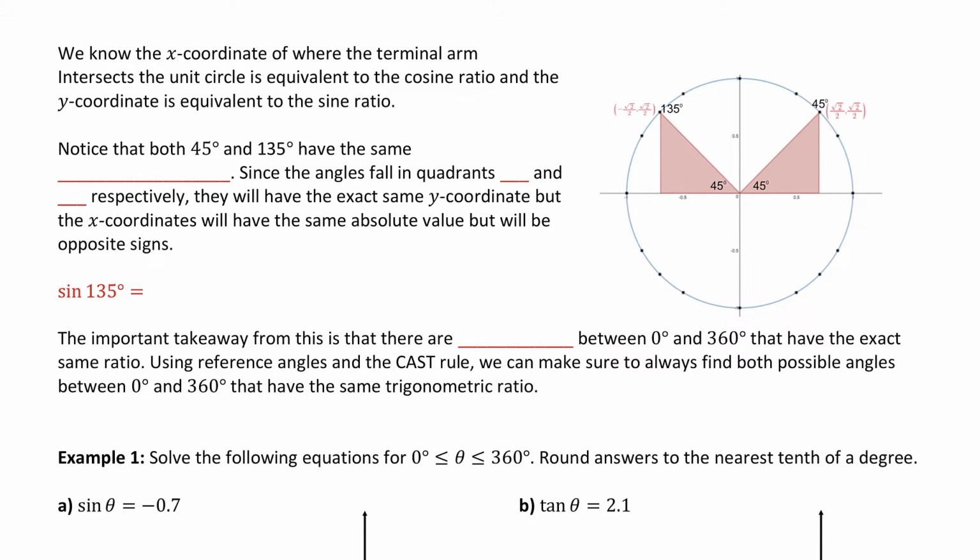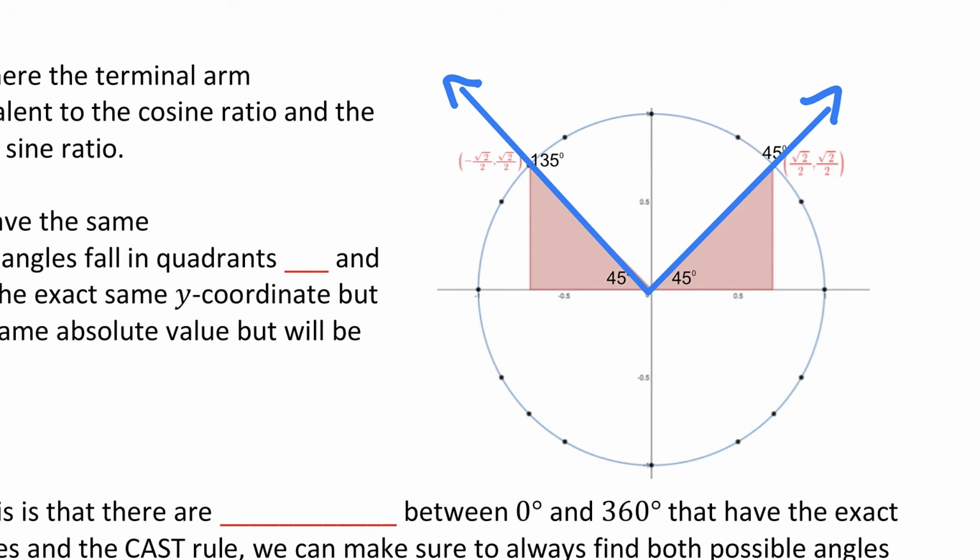With all of that knowledge, let's start to learn how we can find certain angles that have a given trig ratio. This first little sentence here explains what I just told you: if we know the x-coordinate of where we intersect the unit circle, then we know the cosine ratio, and the y-coordinate is equal to the sine ratio. Notice, in this diagram, if you were to rotate either 45 degrees or 135 degrees, if we zoom in on this, you would notice that both of those terminal arms intersect the unit circle at the exact same y-coordinate.